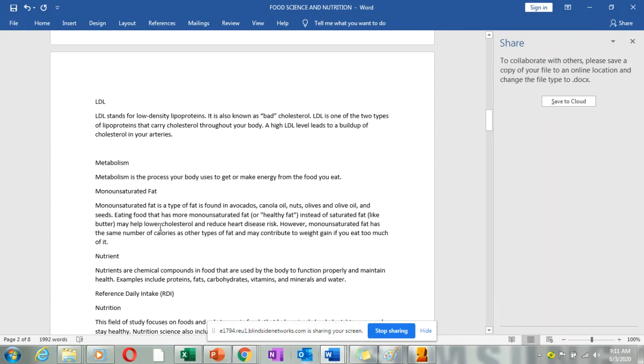Okay, then we have monounsaturated fats. Those are the very healthy fats that we find in avocados, canola oil, nuts, olives, and olive oil. If you eat foods that have more monounsaturated fat instead of saturated fat, you lower your cholesterol and reduce the risk of heart disease. So those are generally some of the terms, and of course you will find that there are more.